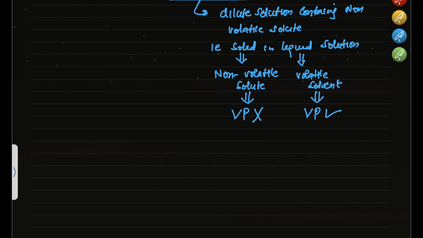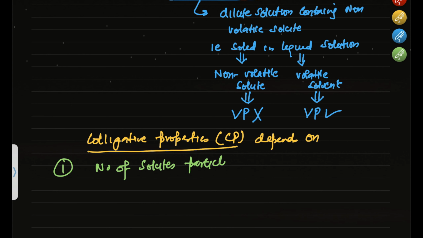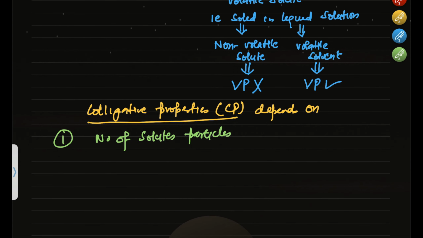Now write down the dependence of colligative property. Colligative properties, जिसको मैं शॉर्ट में CP लिखता हूँ. Colligative properties depend on, number one, the number of solute particles.